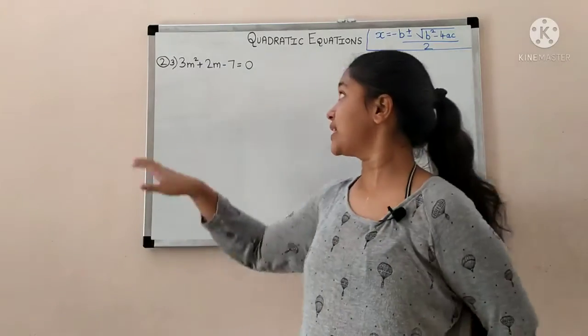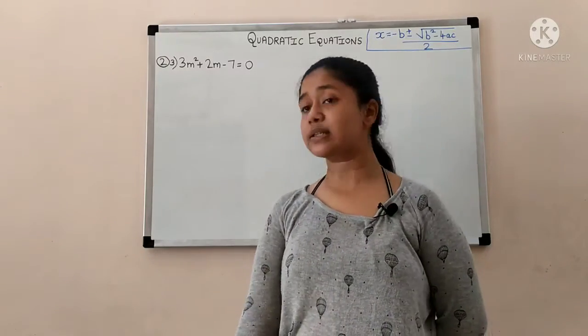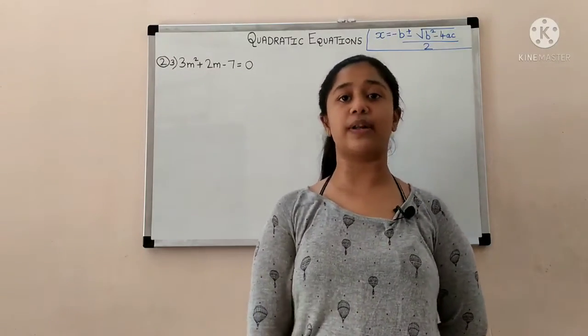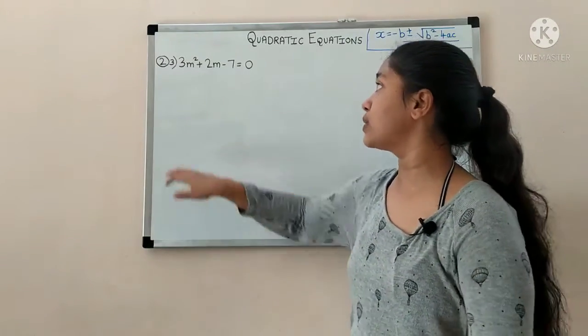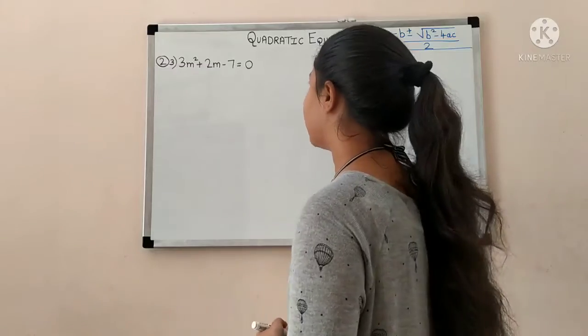Okay students, so now let us start with question number 3. Question number 2 is also for homework, since it is similar to question number 1. It is not the same, it is similar. Okay, so now see, question number 3 says 3m square plus 2m minus 7 is equal to 0.